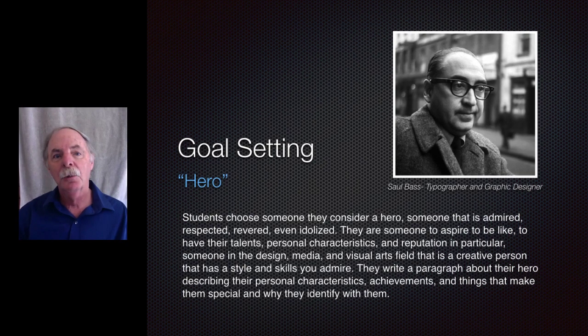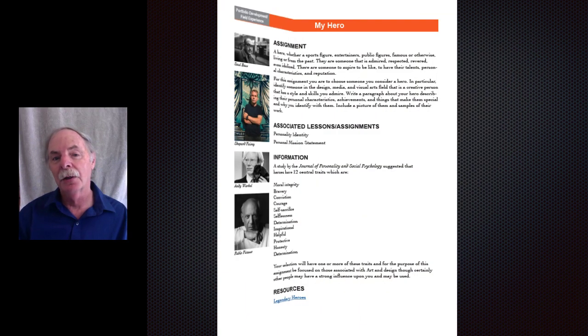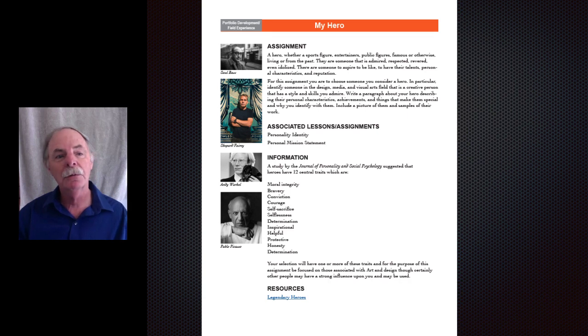To set goals, in a way, is to look at someone who has accomplished things or is an example of a person that you admire, their talents, personality, philosophy, a hero. In this exercise, students select a hero that they admire, someone to aspire to be, to have their talents, personal characteristics, and reputation. They write a paragraph about the person and include a picture of them.